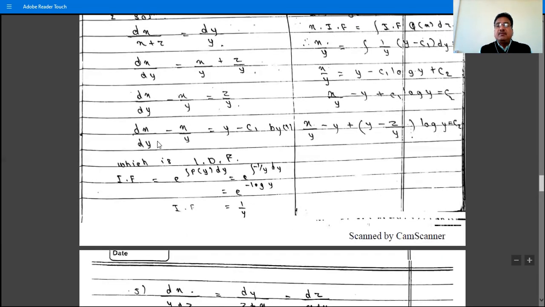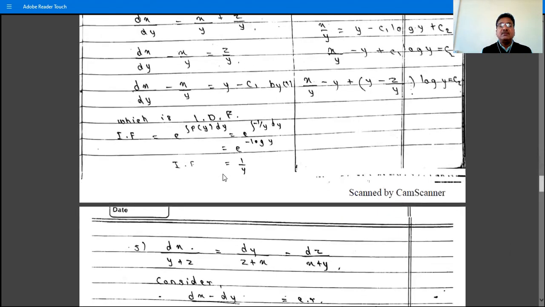So what is the general form of a linear differential equation? dy by dx plus pxy is equal to qx. So this is the linear differential equation in x and y. Dx by dy plus pyx is equal to qy. What is py? It is minus 1 by y, and qy is this, y minus c1. And then in order to obtain the solution of the linear differential equation, find first the integrating factor.